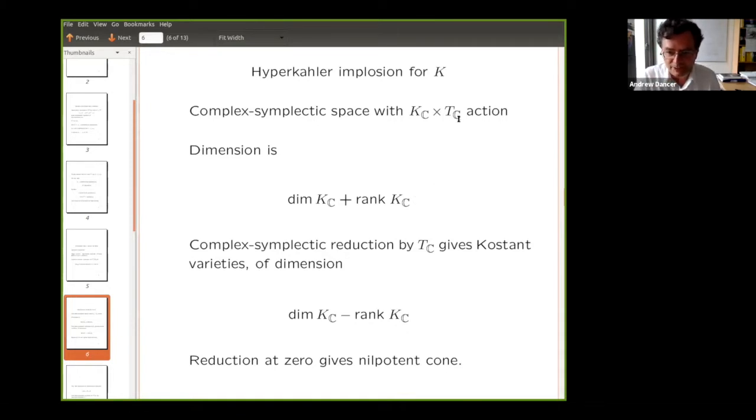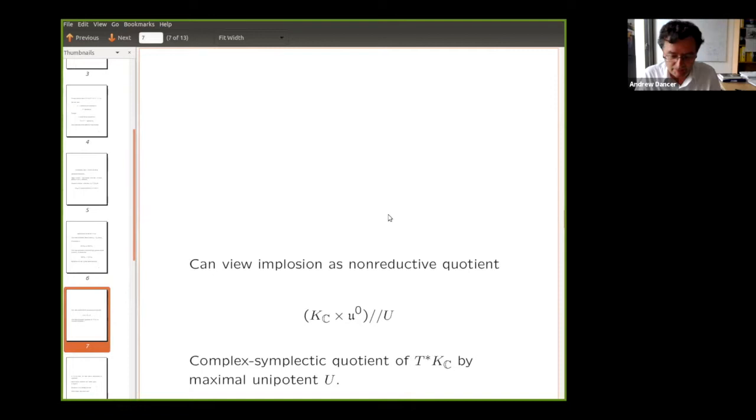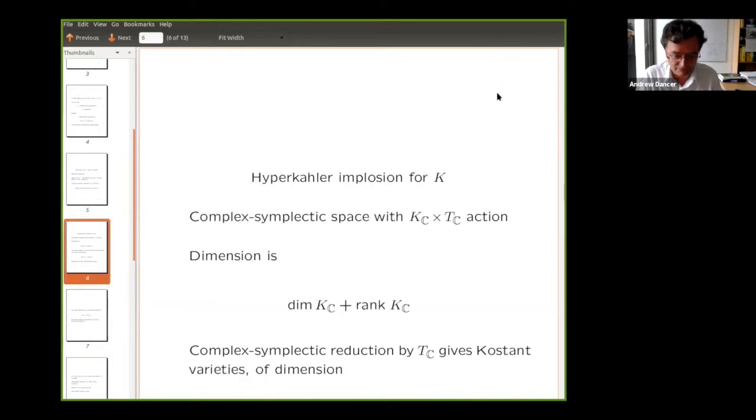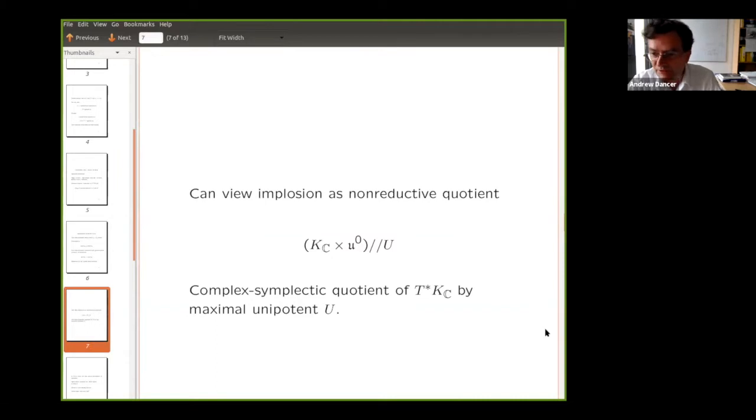So we reduce by the T action, and then we have the residual K action, which is the action on the nilpotent cone or the other costant varieties. We can say a little bit more about these. They arise, and this was one of our original motivations, as non-reductive geometric invariant theory quotients. This is something that Francis has been pioneering for several years now.